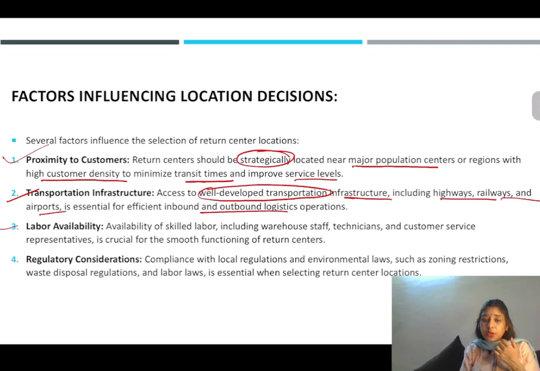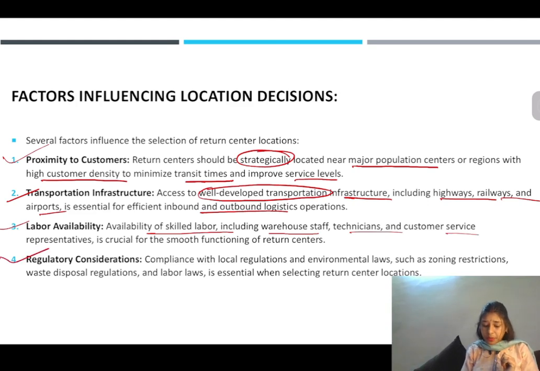Okay. Also, we have discussed, if you remember, in the normal logistics, that labor availability should be there. We should locate our plant at such a location that the labor should be available and at a competitive price. Similarly, for the reverse logistics as well, we want the labor to be available near to the warehouse and all these things, okay, technicians and all should be available.